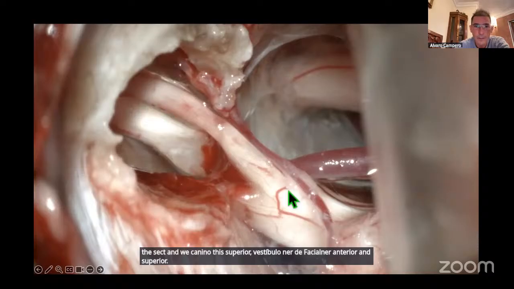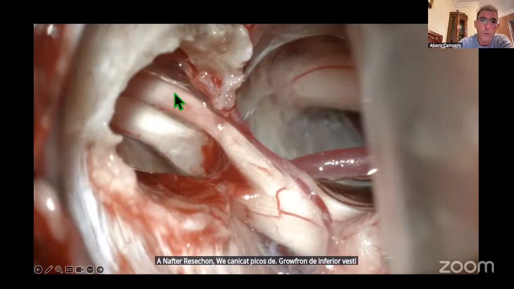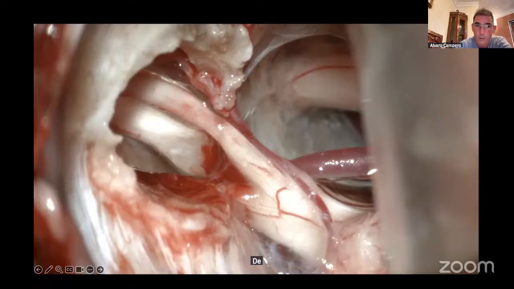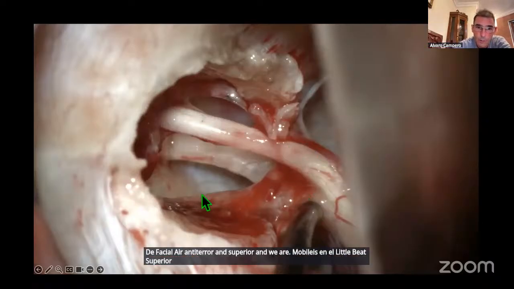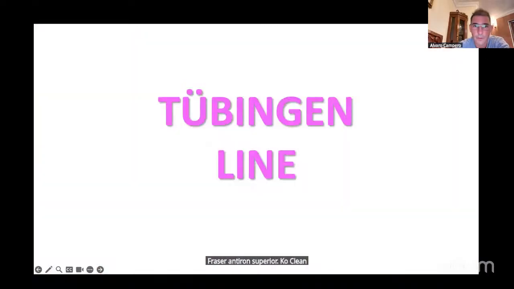After the resection, we can see the inferior vestibular nerve, which we cut because the tumor grew from the inferior vestibular nerve. The superior vestibular nerve is preserved, the facial nerve is anterior and superior, and we are mobilizing all of the 7 and 8 a little bit superiorly, and this is the cochlear nerve. Facial nerve anterior and superior, cochlear nerve anterior and inferior.